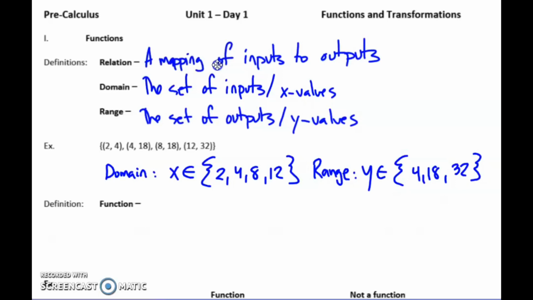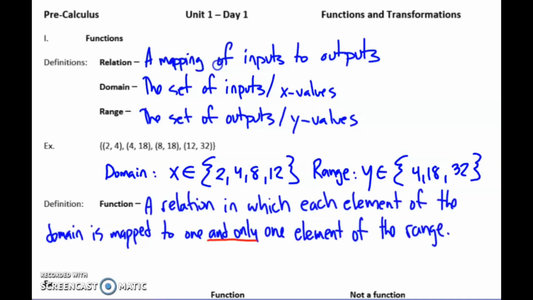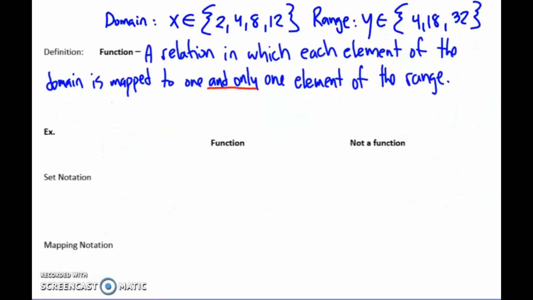So now a specific type of relation is called a function. And a function is a relation in which each element of the domain is mapped to one and only one element of the range. And that's a very important concept. It's kind of a simple concept, but it's easy to get that backwards. So first thing we're going to do here is list some functions and some non-functions. We're going to use different notations, a set notation, mapping notation, and then our typical f of x notation.